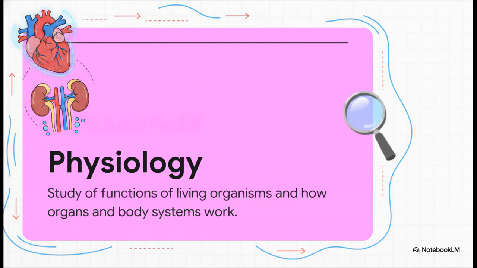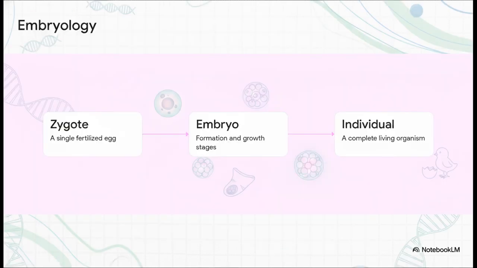So knowing you have a heart is anatomy, but understanding exactly how that heart pumps blood throughout your entire body, or how your kidneys act as this incredible built-in filtration system, that is pure physiology. And then we have embryology, which basically tracks how those anatomical structures get built in the first place. It's the step-by-step science of how an organism develops.